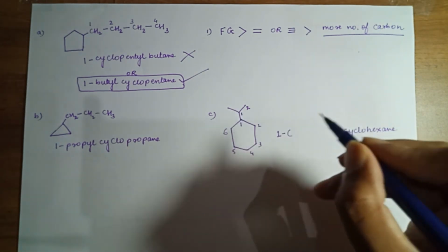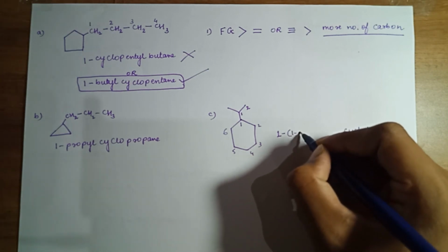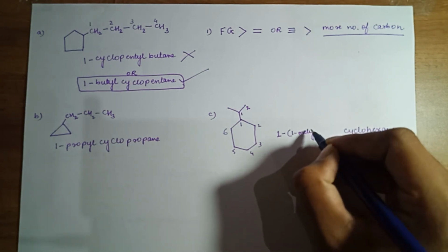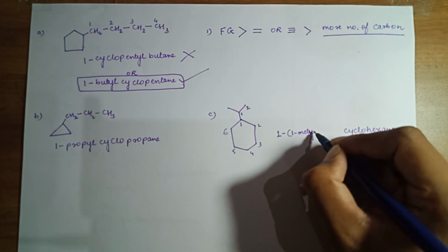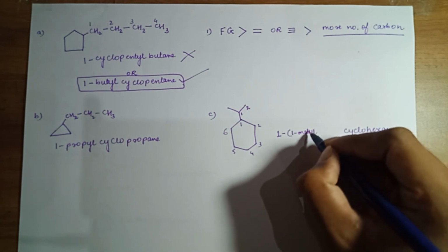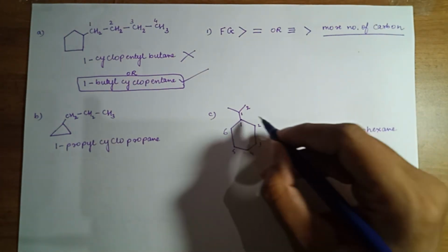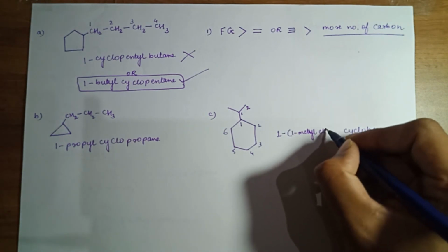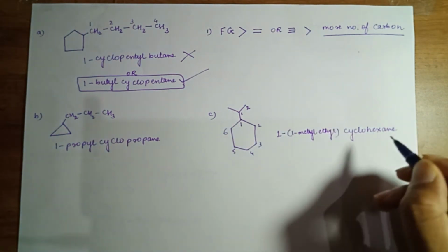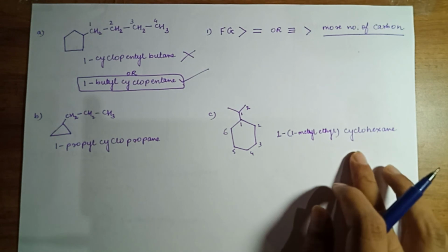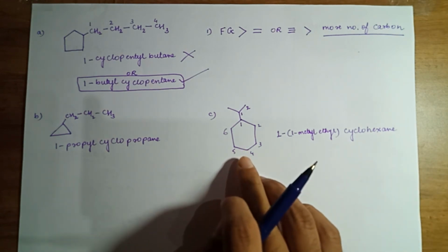The complex substituent will be written in brackets, which is again 1-methylethyl. So it is (1-methylethyl)cyclohexane. So this is the way in order to name this compound.